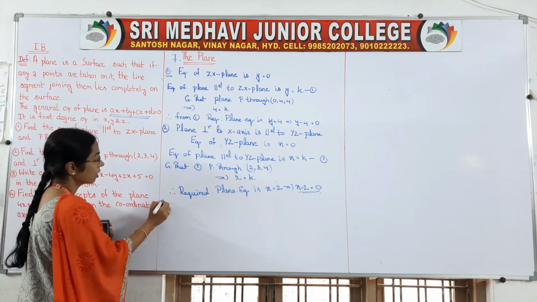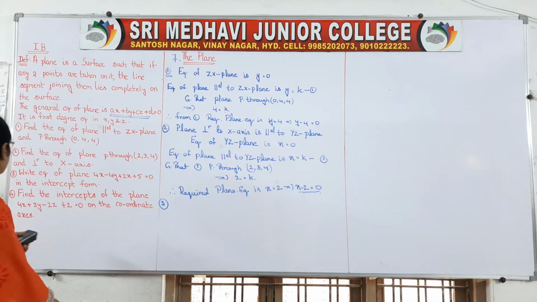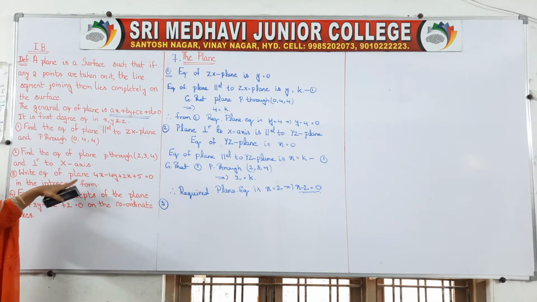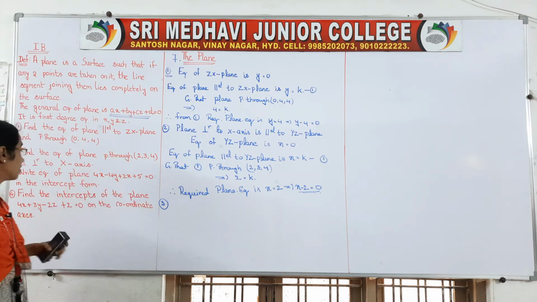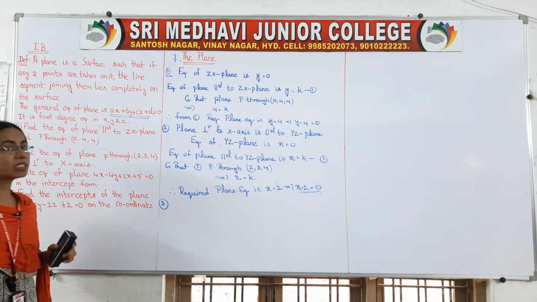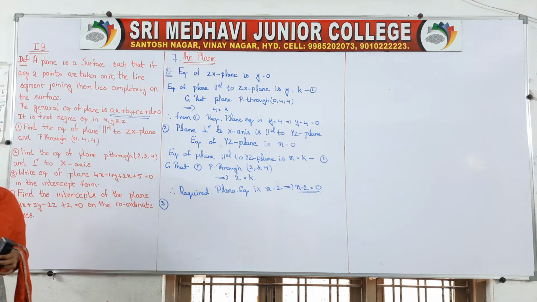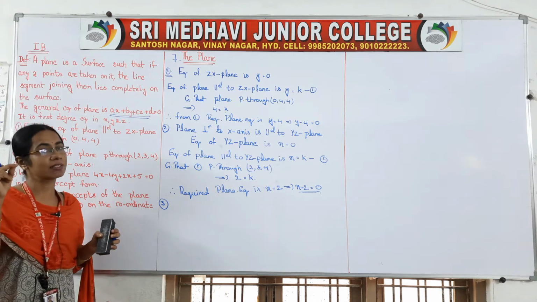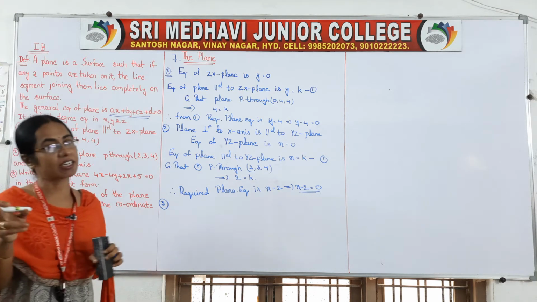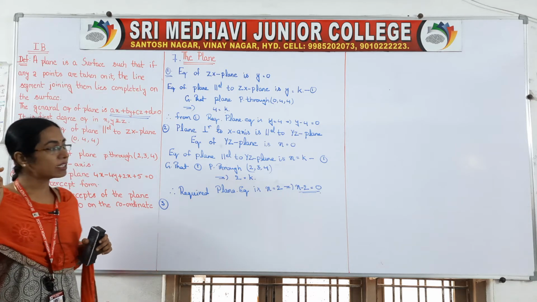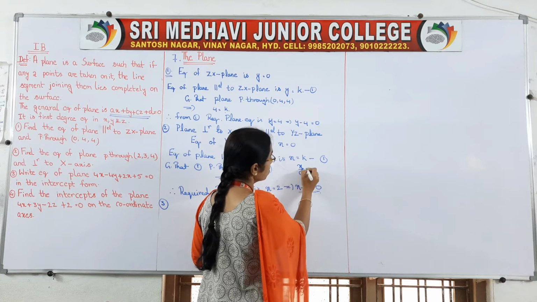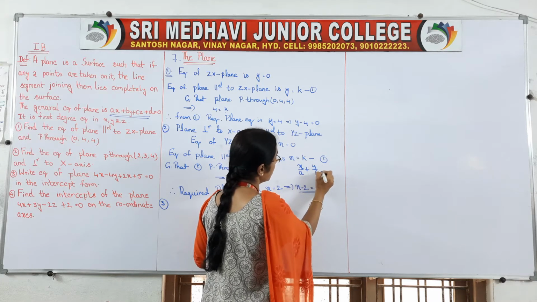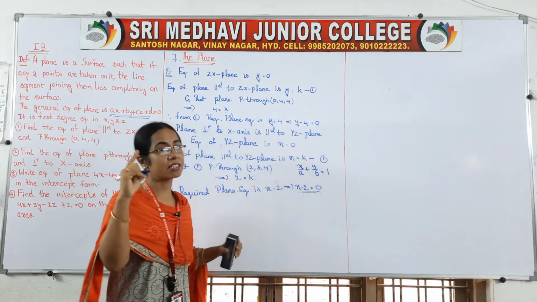Now come to the third question. What is your third question? Write the equation of the plane 4x - 4y + 2z + 5 = 0 in intercept form. You already know this terminology, intercept form. In straight lines, what is the intercept form of a line? I said there that x/a + y/b = 1 is called the intercept form.